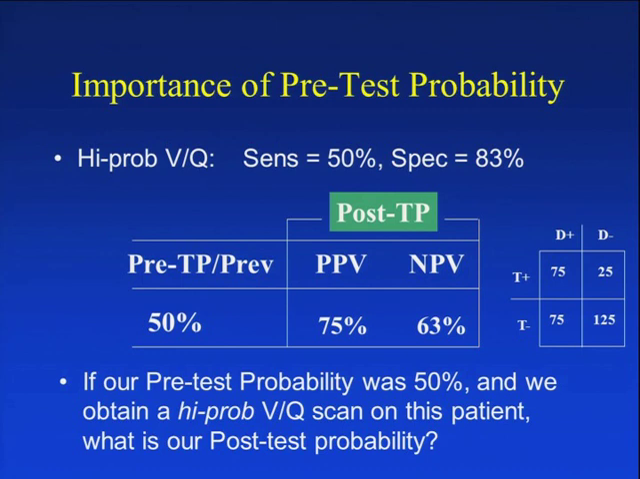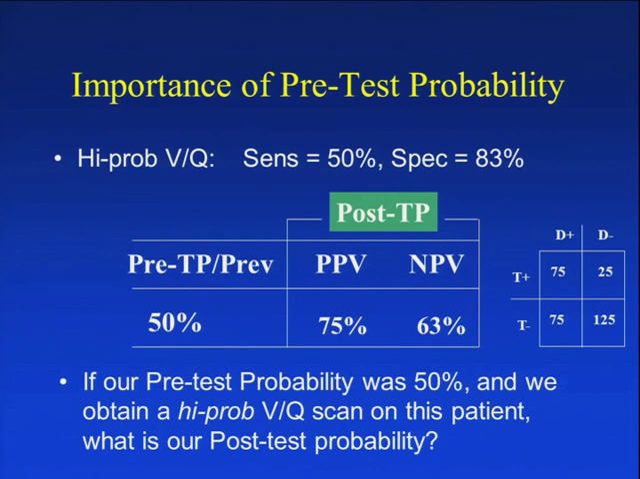If our pre-test probability in this particular study was 50%, remember the average characteristics of the patients in this study should have had a pre-test probability around 50% because half of them had the disease, half of them didn't. And we got a high probability VQ scan, a positive test. Then the likelihood that they really have the disease, the average person in that study, is 75%, the positive predictive value. You started out at 50, you went to 75% because you got a positive test. Again, this is for the average patient in this particular study.